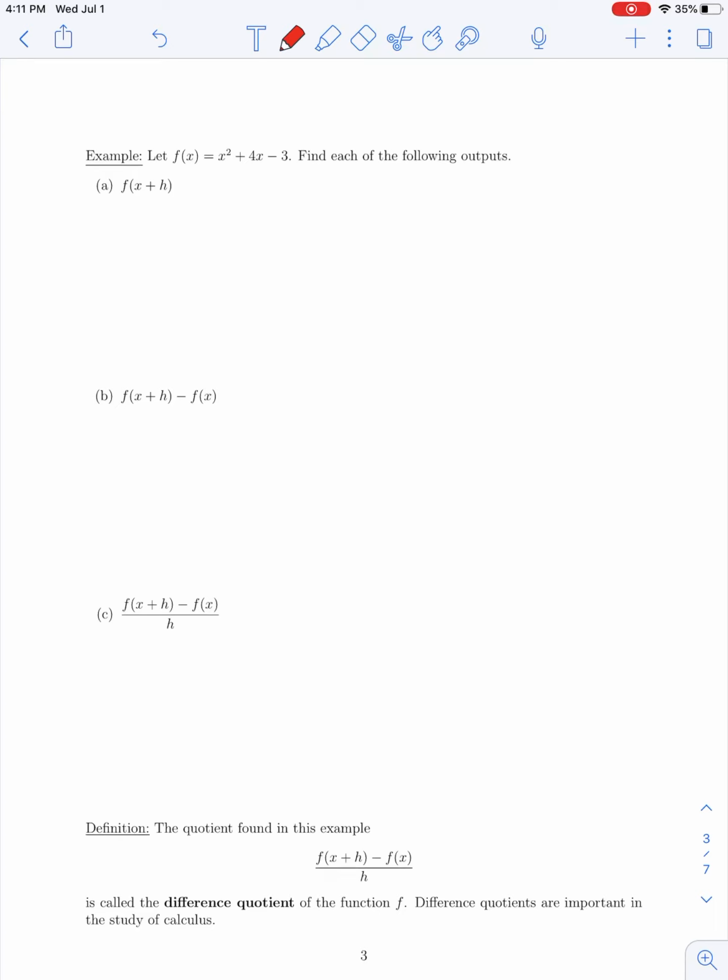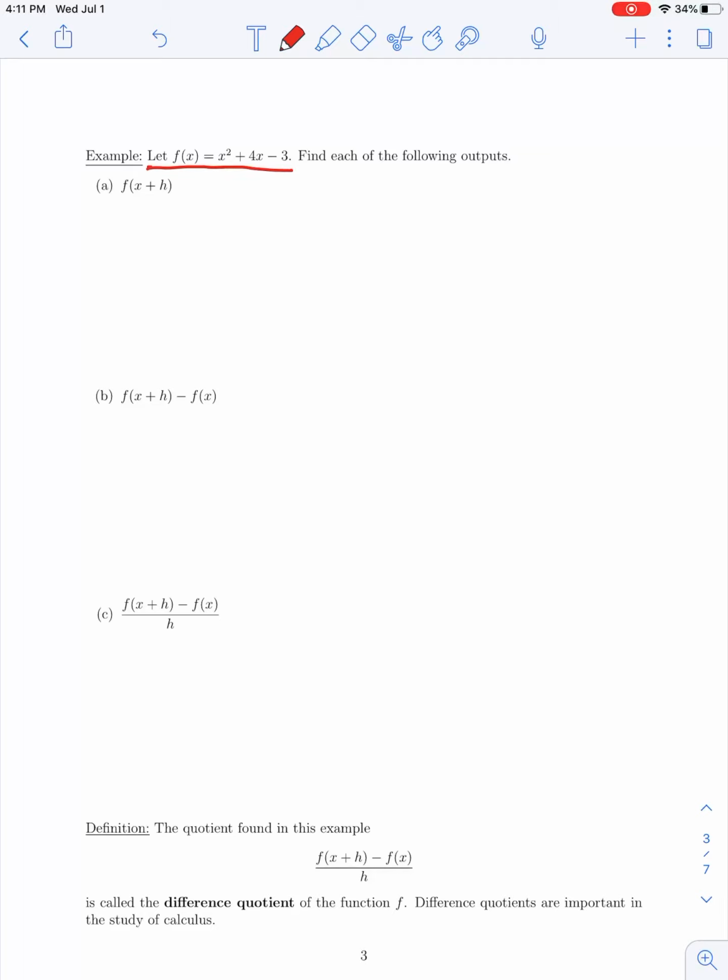So let's look at some other examples. This next example illustrates something that we'll be looking at a lot in chapter 11. So here we have a function f of x defined as x squared plus 4x minus 3. And we're asked to find the following outputs.